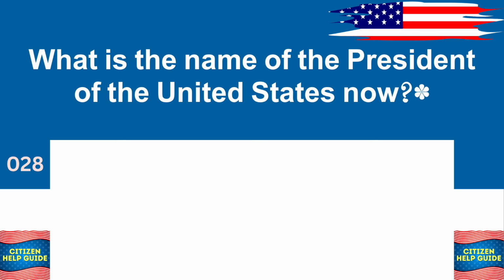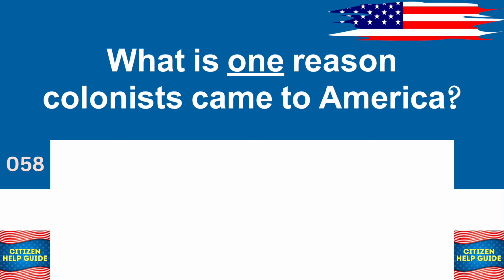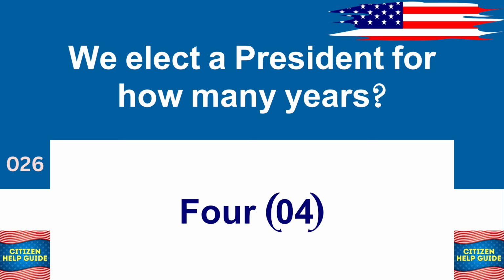What is the name of the President of the United States now? Donald Trump. What is one reason colonists came to America? Freedom. We elect a president for how many years? Four.